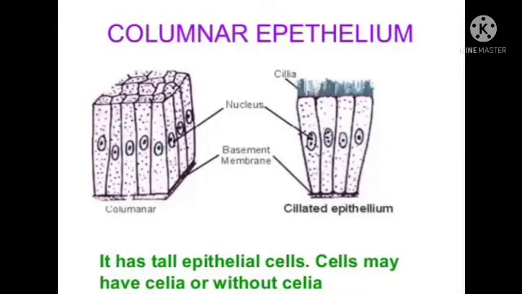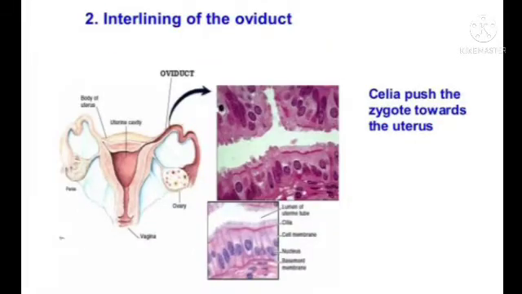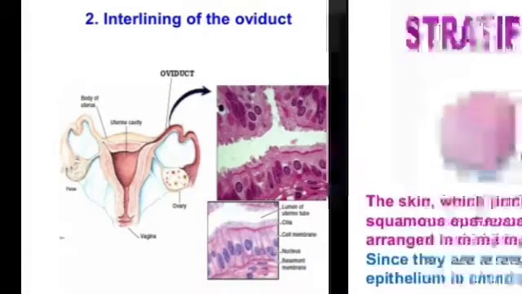Columnar epithelium. It has tall epithelial cells. Cells may have cilia or be without cilia. Location of columnar epithelium: first one, inner lining of the respiratory tract. Second one, inner lining of the oviduct.